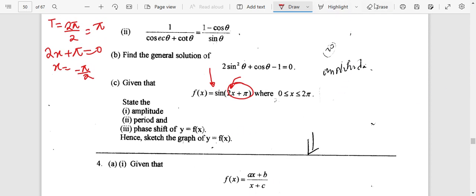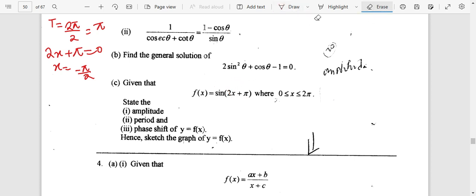hence sketch the graph. Sketching a graph is the most interesting thing to do on this. So what I'm going to do, I'll use this same line which has been given to me. I'm just going to put a line somewhere here, like that. This is going to be the y. This is going to be the x.